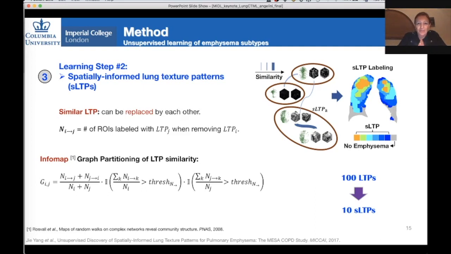Once we have the centroids for those 100 LTPs, we move to step 2, where we define what we call spatially informed lung texture patterns, SLTPs. And for that step, we chose to use the InfoMap graph partitioning algorithm, which is fully unsupervised in the sense that it also decides itself on the final number of clusters. To encode the similarity between the nodes in the graph to be partitioned, we relied on a notion of replacements, saying that two LTPs are similar if they replace each other when one is removed out of the pool. Doing that, we moved from 100 LTPs to 10 SLTPs.